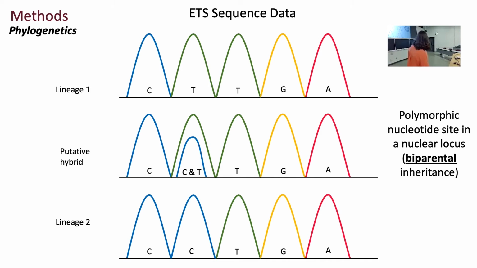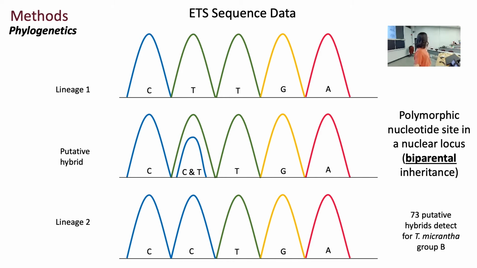And here we can begin to, as I said, assign different specimens to clades based on their ETS data. And this region has biparental inheritance. So we can see that lineage 1 at base position 2 has a T. And then for lineage 2, we can see at base position 2, it has a C. And then when we look at this middle one here, we can see at base position 2, we have both a C and a T, which likely means that this could be a putative hybrid lineage because we're seeing signal from both of the parents.